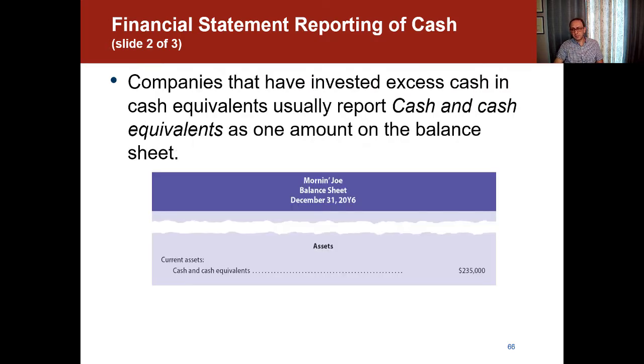So companies that have invested excess cash in cash equivalents usually report cash and cash equivalents as one amount on the balance sheet. And why they consider the cash equivalent to be cash is because it can be easily converted back to cash, unlike other investments. If we're investing in real estate, for example, it might take some time to liquidate that real estate. So we see here cash and cash equivalents are on the same line under current assets.